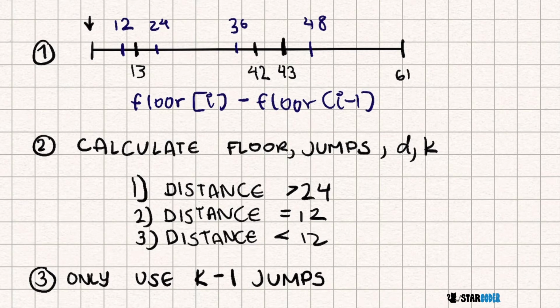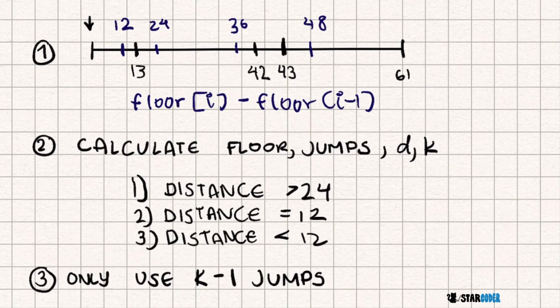But the value of D is still going to add 12 because we're still going to wait out 12 years. So in this case, we're basically just not going to use a jump, but we're still going to wait 12 years, because if I jumped and if I didn't jump, it would be the same distance. So we're just not going to use a jump, and then we're going to add 12 to D.